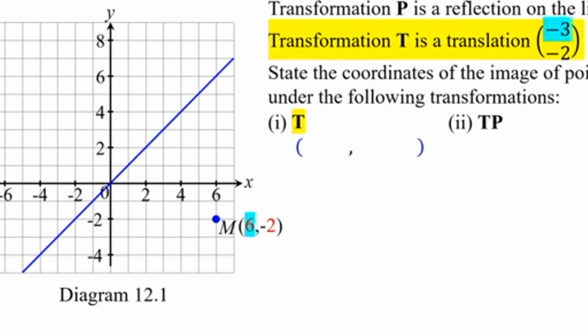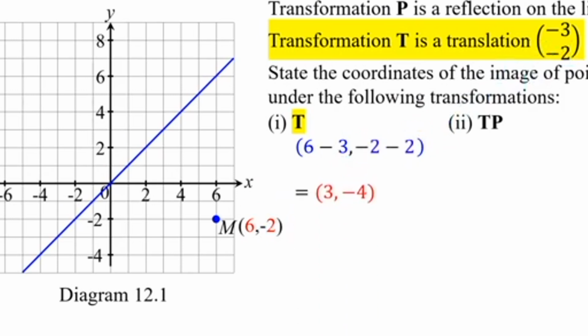Let's have a look at the object M. 6 is going to shift to the left 3 steps, so you can just do 6 minus 3. So the x coordinate of the image M is 3. How about y? The y is going to shift down 2 steps.